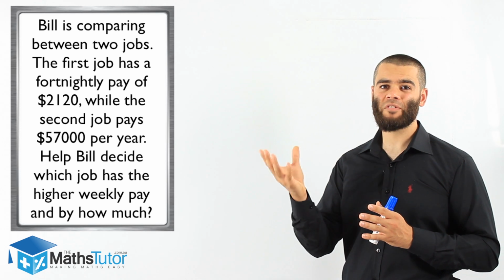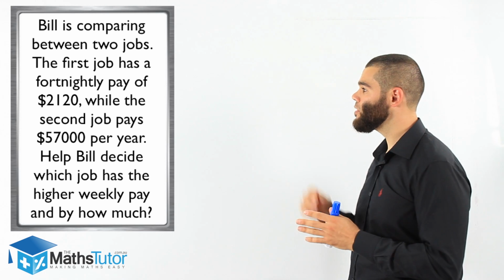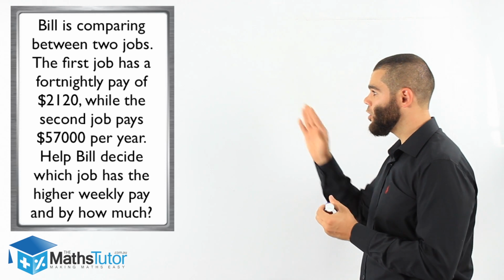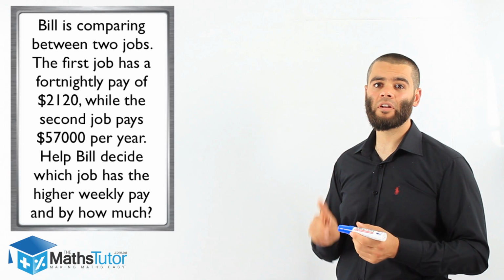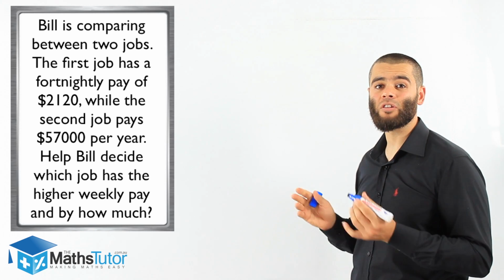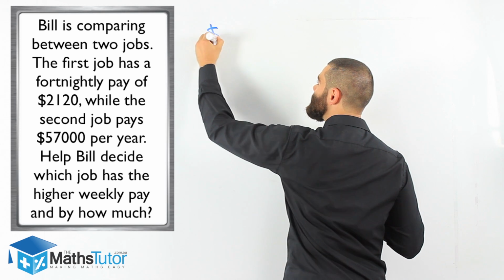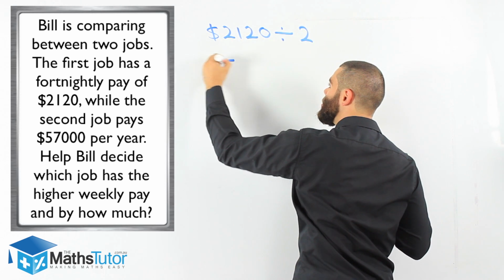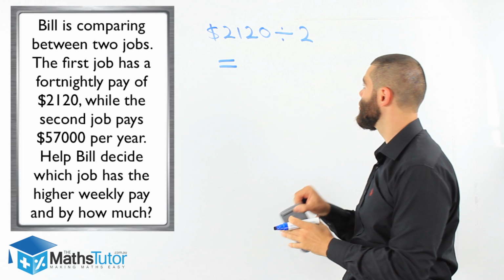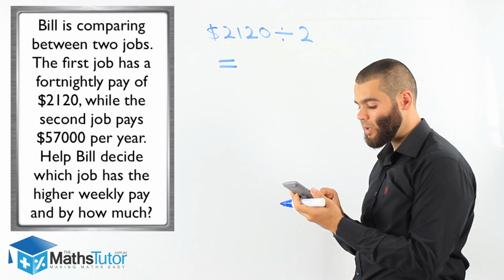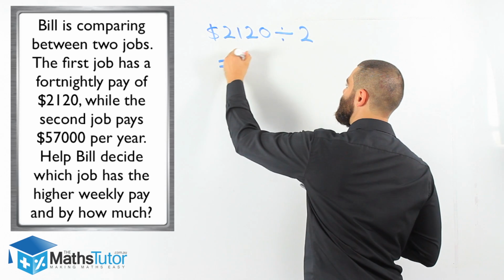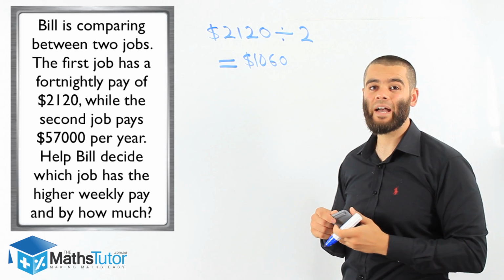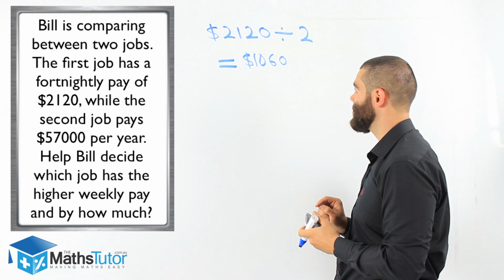Job number one, how much are they going to pay Bill every week? And job number two, how much are they going to pay Bill every week? So on a weekly basis. Let's do the first job. We know a fortnight is 2 weeks. So we want to know 1 week. $2,120 is the fortnightly pay divided by 2. We want to know per 1 week, not per fortnight. So 2,120 divided by 2 is $1,060. That is the weekly pay that job number one will be giving Bill.